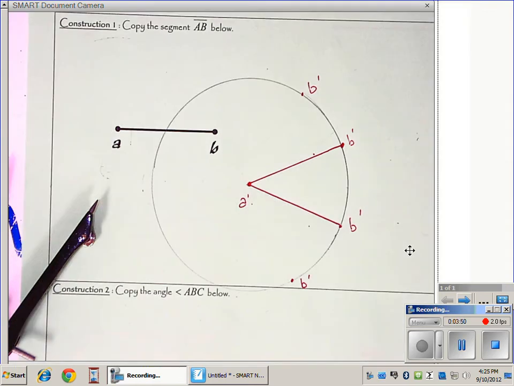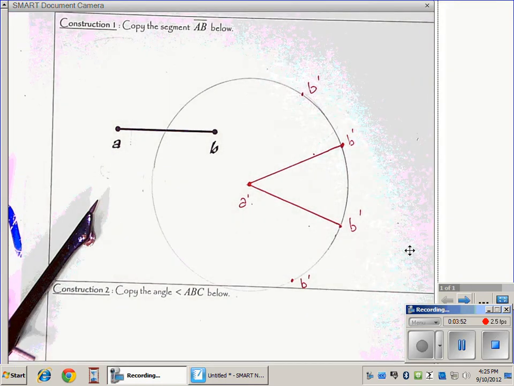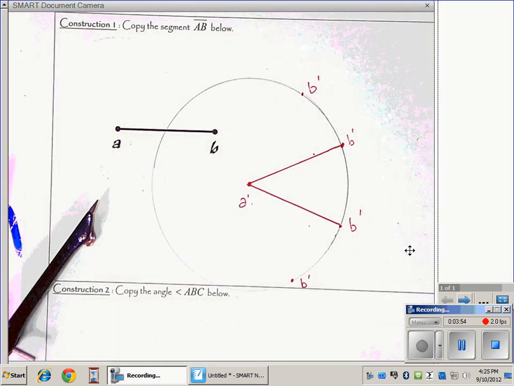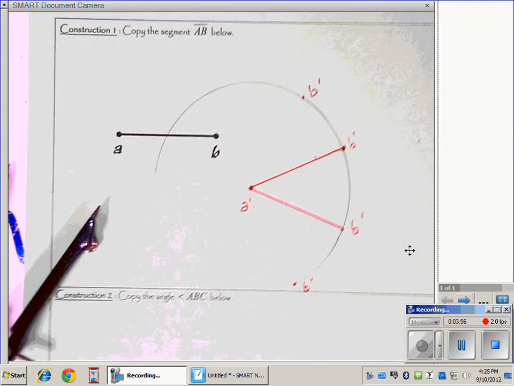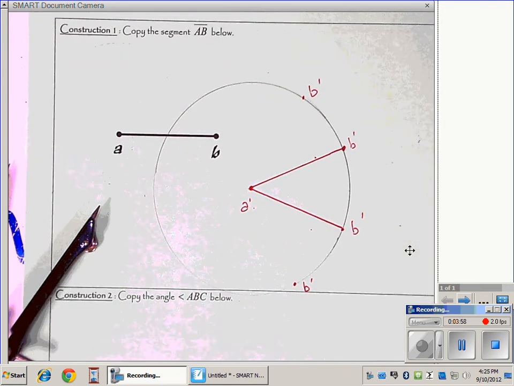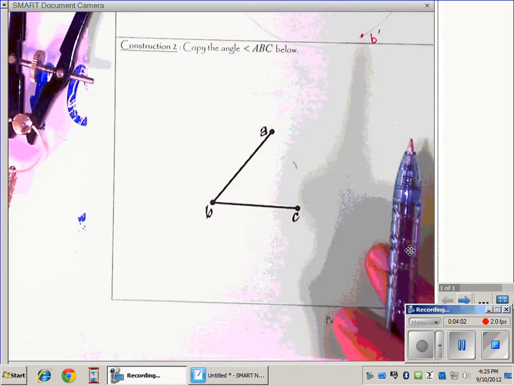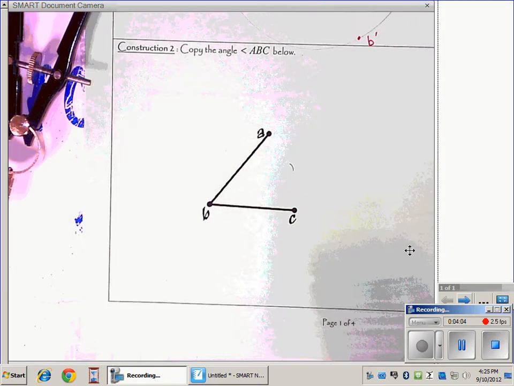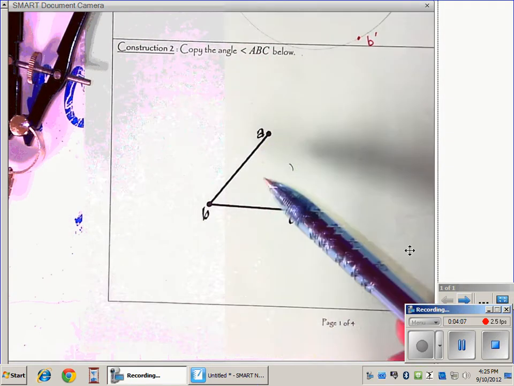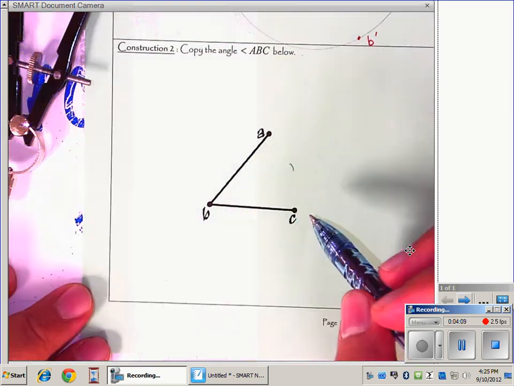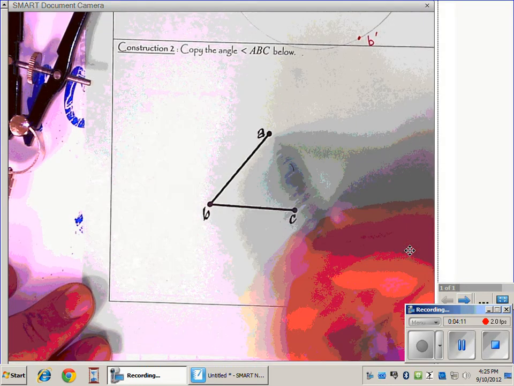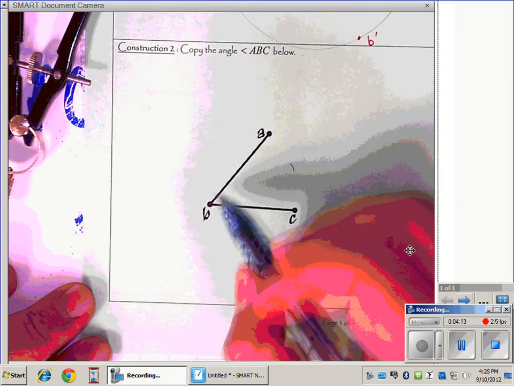Let's go ahead and move right on to construction two, copying the angle ABC below. I would claim this construction is actually just like the first construction. In the end, what you're really trying to do is just copy a couple of distances, three in fact here. So we have to copy this distance.